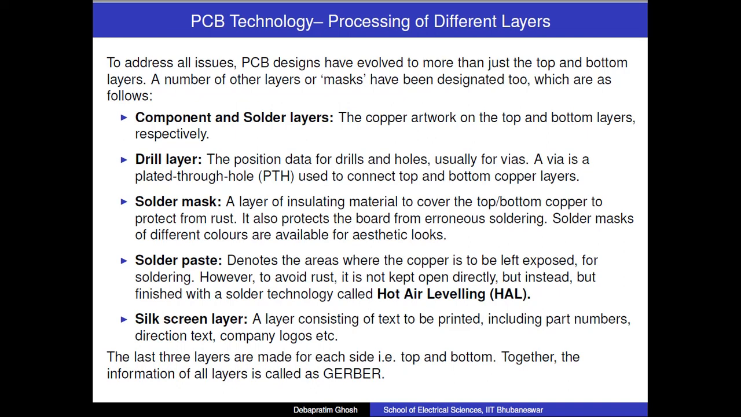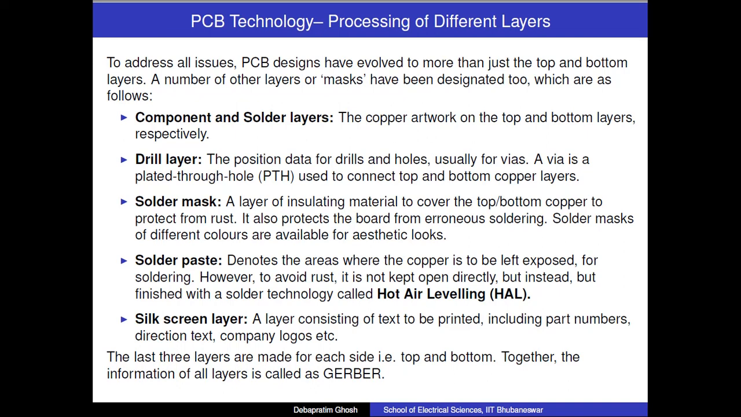The first layers we should consider are the component side and the solder side. The copper artwork that we are doing on the top and bottom, that is, the copper configurations that we want to retain for the connections, that data in the two different layers is called the component layer and the solder layer. Or by definition, you can also call them the top layer and bottom layer.